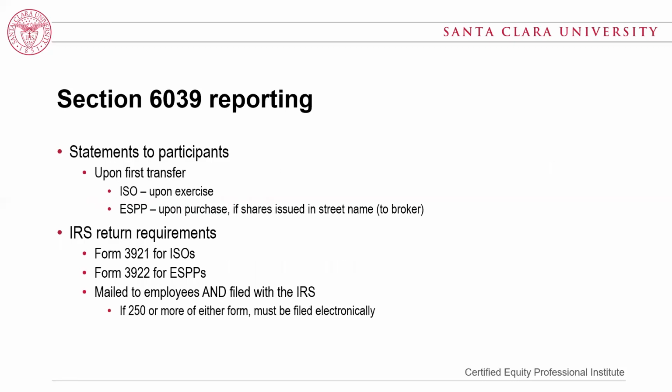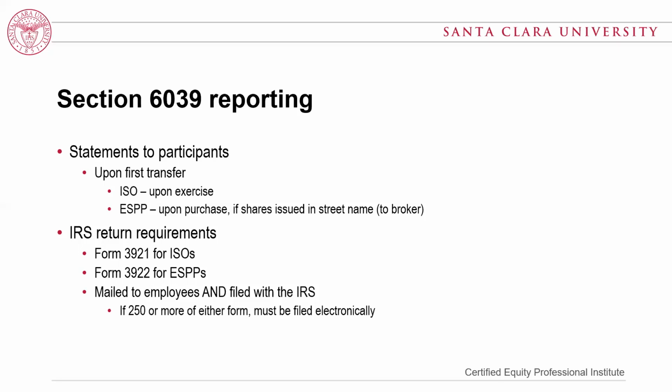So you mentioned there's an additional reporting requirement for ESPPs. What is that? It's reporting that's required under Section 6039, and it actually applies to both incentive stock options and ESPPs. Section 6039 requires companies to, 1, provide optionees and ESPP participants with information that should be helpful in determining their taxes, and 2, provide the IRS with that same information.